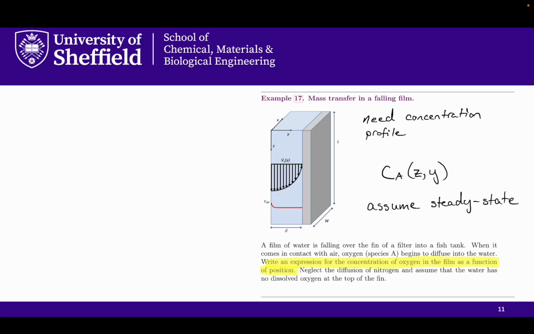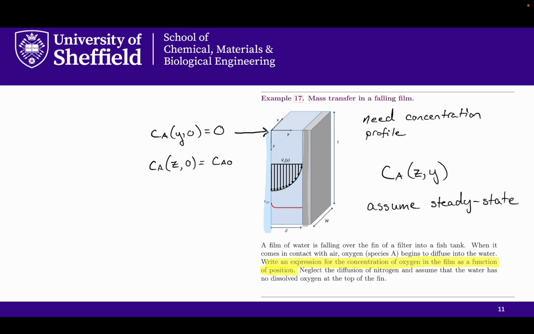So our first boundary condition is at the very top surface of the film. This is given in the problem, and it says that for z equal to 0, any position y, we have no oxygen in the water, so the concentration of oxygen is 0. For our next boundary condition, we look at the free surface of the film, and at any point along the free surface, so any value of z, we know that the concentration of oxygen in the atmosphere is constant, a value of CA0. So we write that for all values of z and y equal to 0, concentration is CA0.